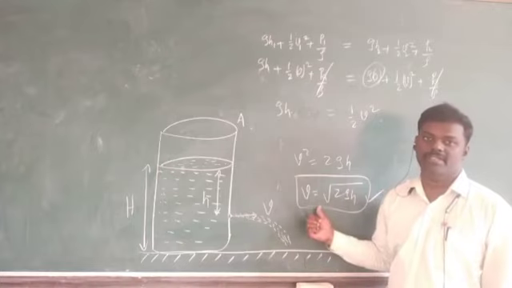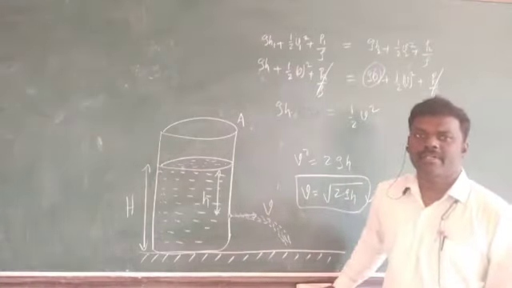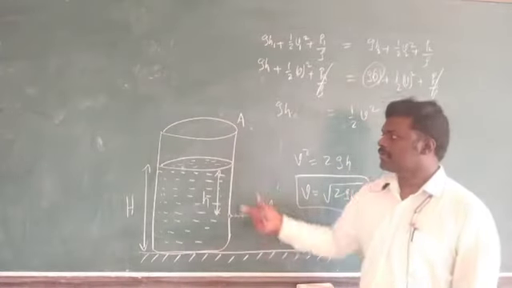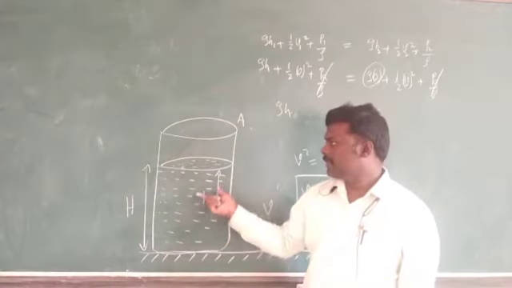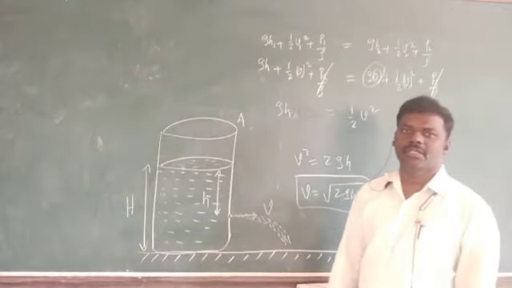Okay, speed of efflux, which is root over 2gh. Here, it is very clear. This speed of efflux is independent of the fluid, whatever the fluid is, and the quantity of the fluid. Maybe up to this level, up to this level, up to this level, whatever the fluid, okay.